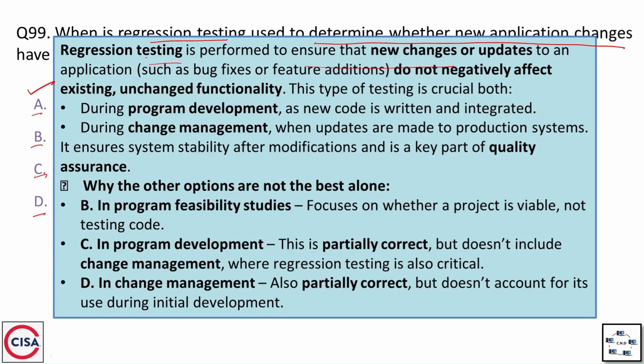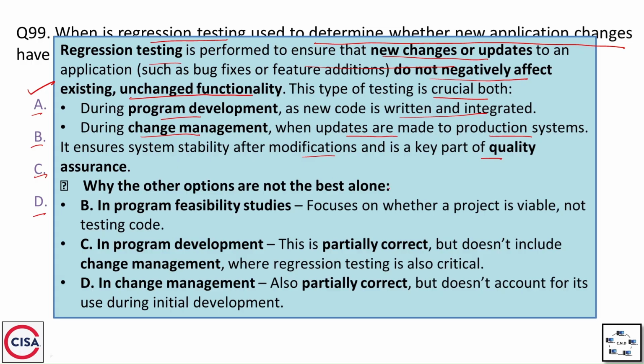And the explanation is, so regression testing is performed to ensure that new changes or updates to an application, such as bug fixes or feature additions, do not negatively affect existing unchanged functionality. This type of testing is crucial both number one, during program development as new code is written and integrated, and number two, during change management when updates are made to production systems. It ensures system stability after modifications and is a key part of quality assurance.